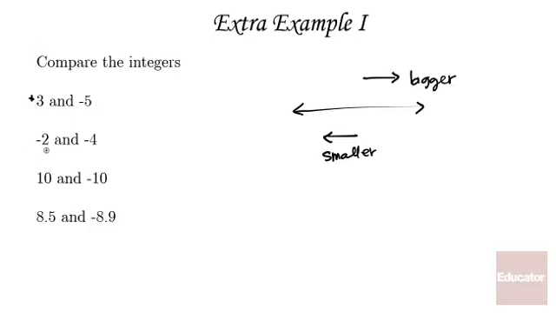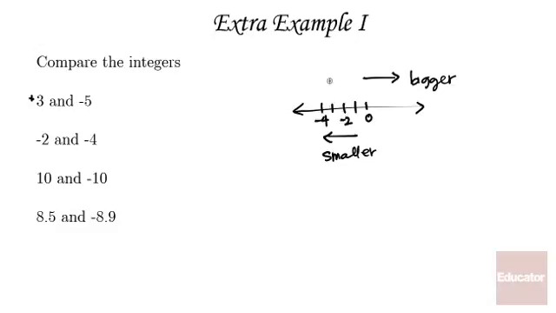On the next one, negative 2 and negative 4. Now they're both negative, but I want to see which one's greater and which one's smaller. If I make this 0, then here's negative 2 and here's negative 4, because it goes negative 1, negative 2, negative 3, negative 4.